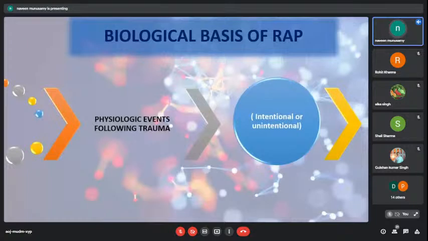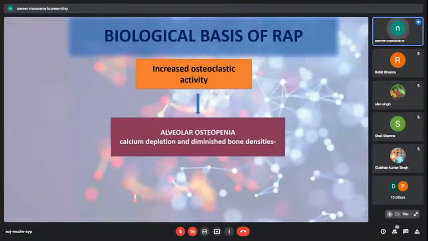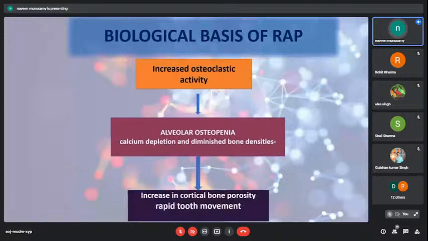All these methods related to trauma are based on the principle of inducing RAP phenomena. RAP is the regional acceleratory phenomenon: whenever we cause any trauma, it leads to an increased inflammatory process, which causes increased osteoclastic activity. Because of this there will be alveolar osteopenia, calcium depletion, diminished bone densities, and a decrease in cortical bone density. Because of the decrease in cortical bone density, there will be decreased resistance to tooth movement, and that's why there will be an increase in the rate of tooth movement.